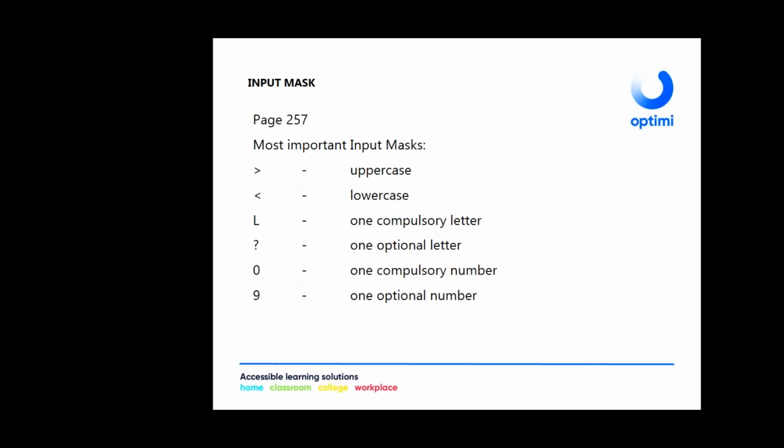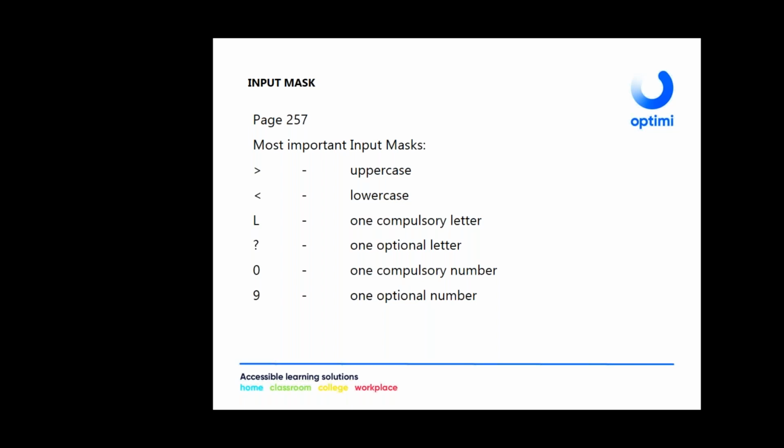Luckily, usually at the end of your test paper or your exam paper, you will have a list of input masks, but they do give you the whole list. And if you're not really sure, then you might get confused. So remember these 6. The first one is the uppercase one. If they tell you that you must put it in uppercase, then you need to put the uppercase sign. It's right above the full stop on your keyboard. Then lowercase is just the other way around. It's right above the comma on your keyboard.